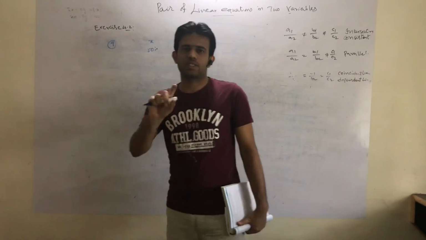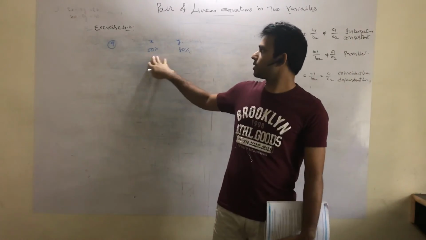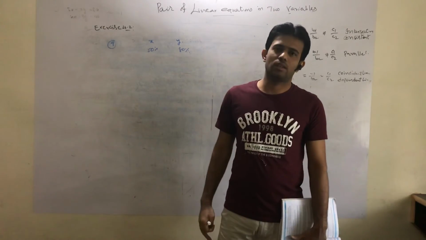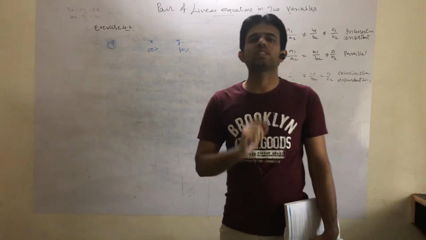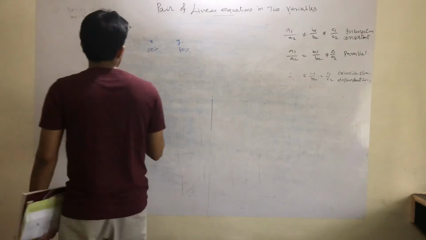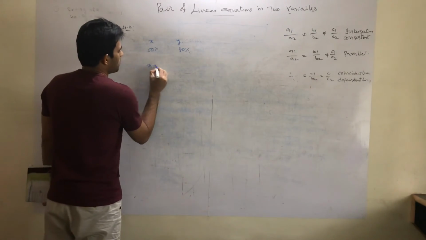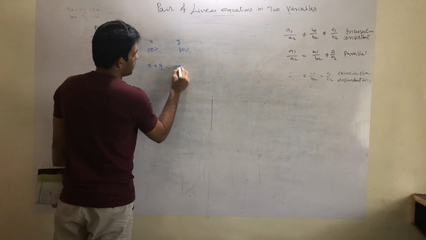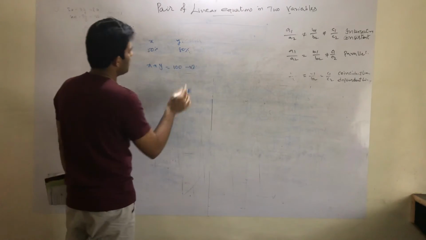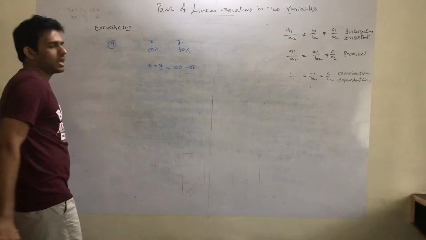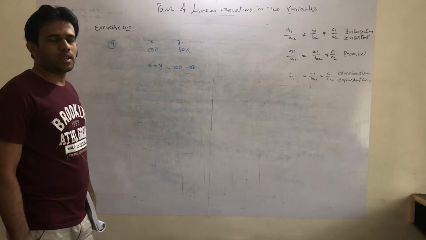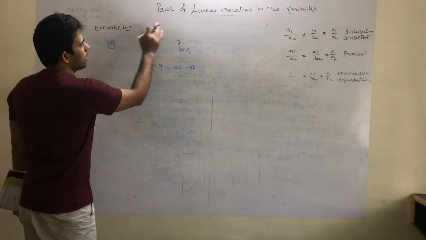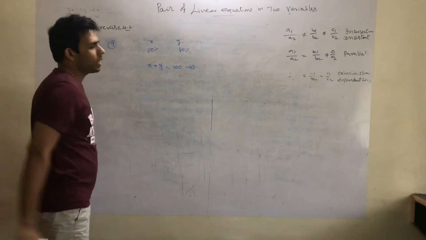So there are two concentrations, x and y. x is 50% concentrated and y is 80% concentrated. Now they need a 100 ml solution whose concentration is 68%. So the first equation becomes x plus y equal to 100. First I need to get a 100 ml solution, right? So I am mixing x ml of this and y ml of this, and I need to get 100 ml.